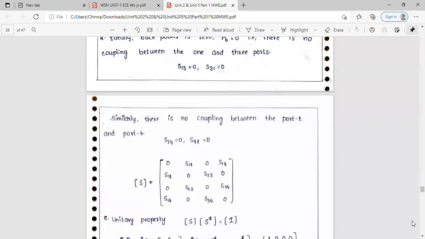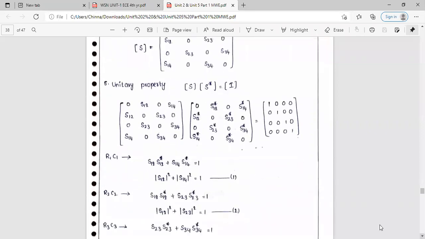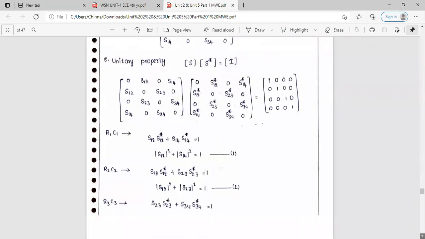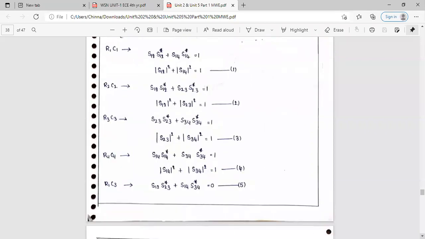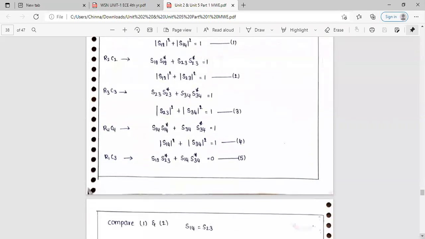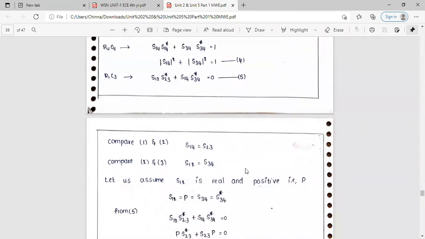So we can apply the unitary matrix property: S into S conjugate is equal to I. Since it is a 4-port network, S conjugate and the identity matrix are also 4x4. Here we can apply R1C1, R2C2, R3C3 and R4C4, and also R1C3, and finally we can obtain equation number 5. Comparing equations 1 and 2, we obtain S14 is equal to S23. Comparing equations 2 and 3, S12 is equal to S34.